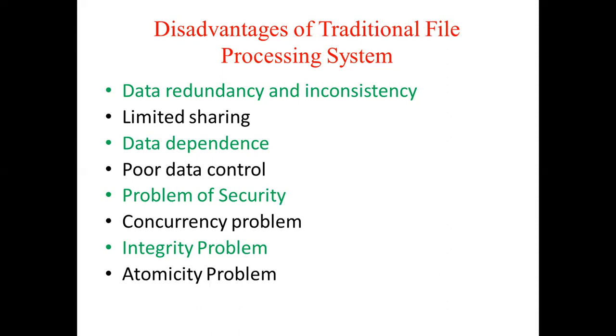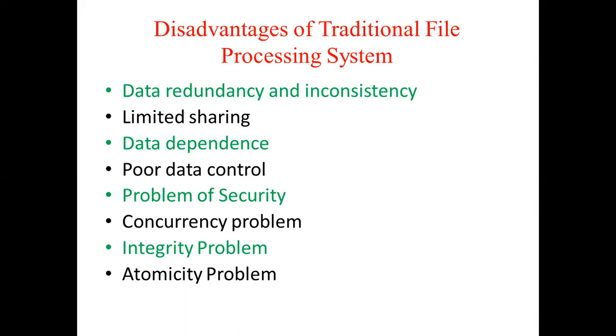For example, faculty detail is the file name given in one department. The same name is not followed by another department, so we don't have control over that. It depends on the choice of a person what the file is going to contain, what data is within it, and how it is going to be served. As this is decentralized, there is a lack of central control, which leads to poor data control.